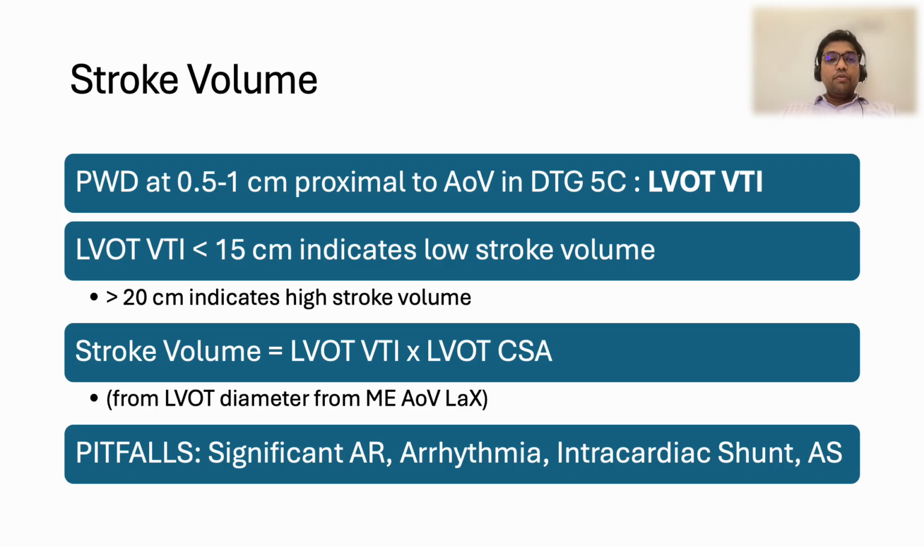If the LVOT VTI is less than 15 centimeters, it indicates low stroke volume, whereas if it is more than 20 centimeters, it indicates high stroke volume. If you multiply your LVOT VTI by the LVOT cross sectional area, that will give you the stroke volume. But always remember the pitfalls of this method. If there is significant AR, arrhythmia, intracardiac shunt, or the patient has AS, this equation will not give you a proper insight into the stroke volume estimation.